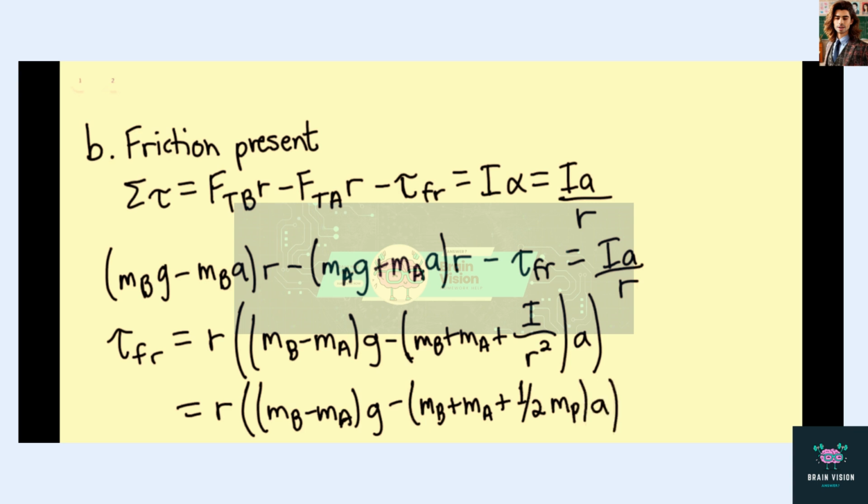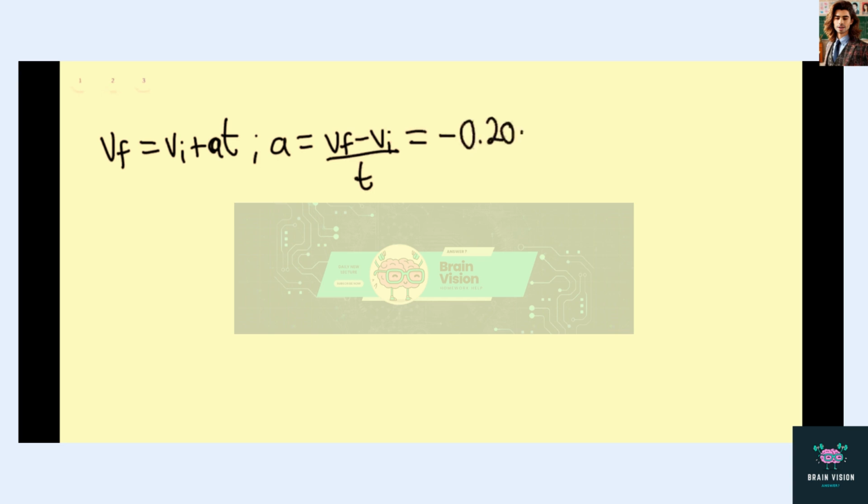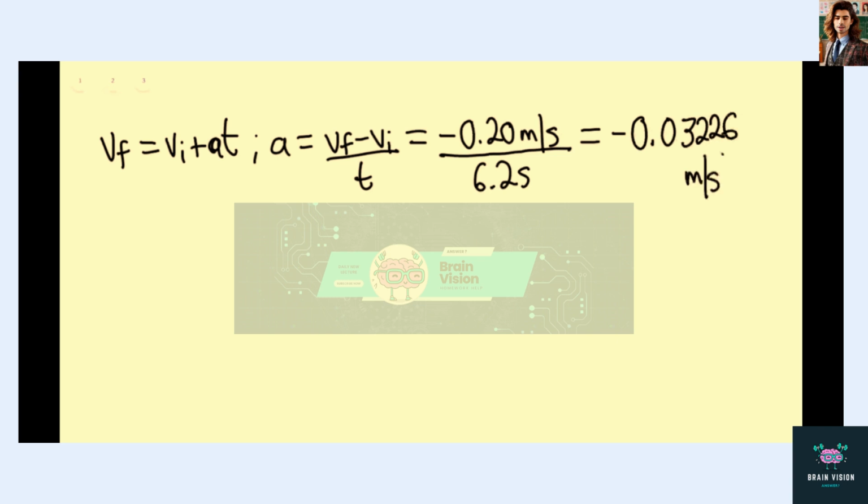And essentially the acceleration can be found from kinematics. So V final equals V initial plus AT. Therefore, A would simply be equal to V final minus V initial divided by T. This would be equal to negative 0.20 meters per second divided by time of 6.2 seconds. This is giving us negative 0.03226 meters per second squared.